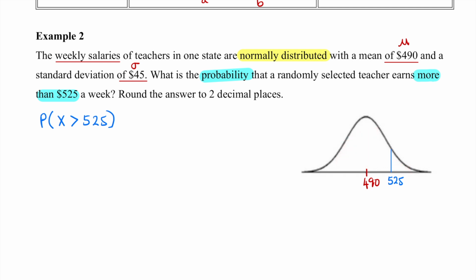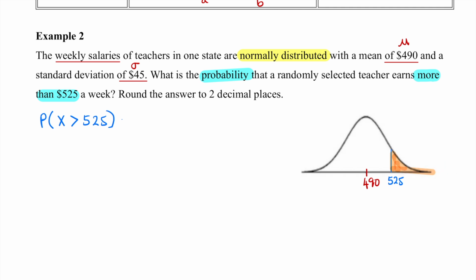Which region do we want? We want to find the probability that X is greater than 525. Greater than 525 means to the right of 525. So we want the region to the right of 525. So we want to find the area of this shaded region. The lower bound is 525. The upper bound is positive infinity.